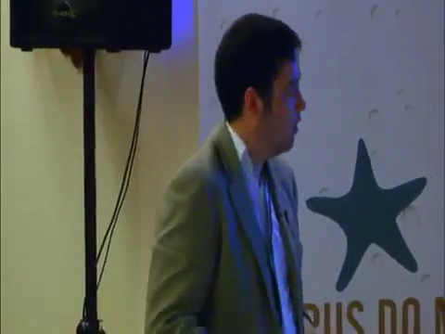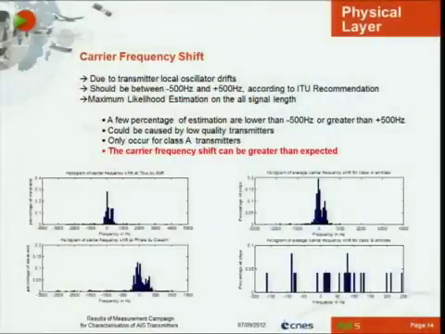Each AIS signal has a carrier frequency shift due to the transmitter local oscillator drifts. According to the ITU recommendations, this carrier frequency shift should be between minus 500 Hz and plus 500 Hz. So we estimated this carrier frequency shift, again thanks to the maximum likelihood estimation on all the signal lengths.